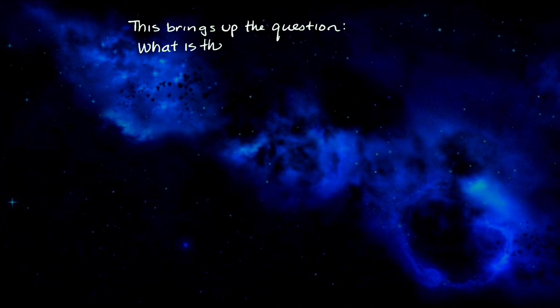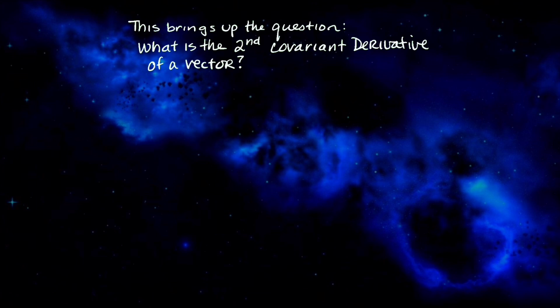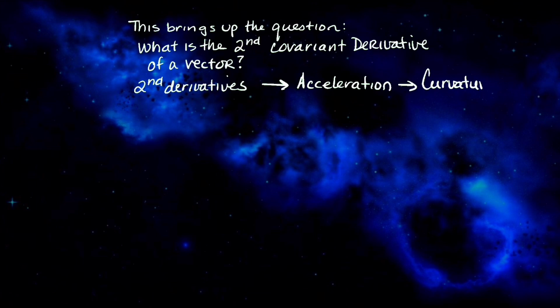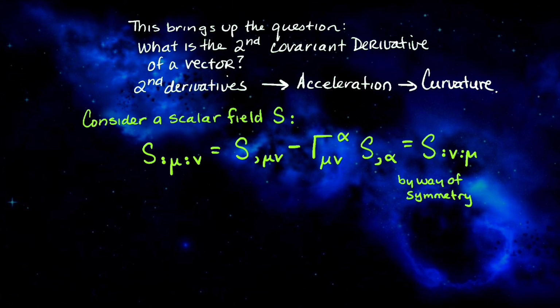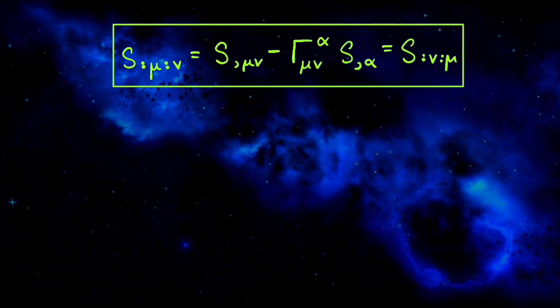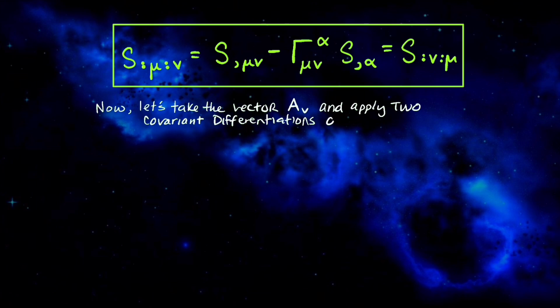So this brings up a natural question. What is the second covariant derivative of a vector? And since second derivatives have to do with acceleration, which in turn has to do with curvature, this is going to lead us to something called a curvature tensor. So if we consider a scalar field S and try to calculate its second covariant derivative, we get this expression because scalar fields' covariant derivatives are the same as their ordinary derivatives. And due to the symmetry, we can also rewrite this with the indices swapped.